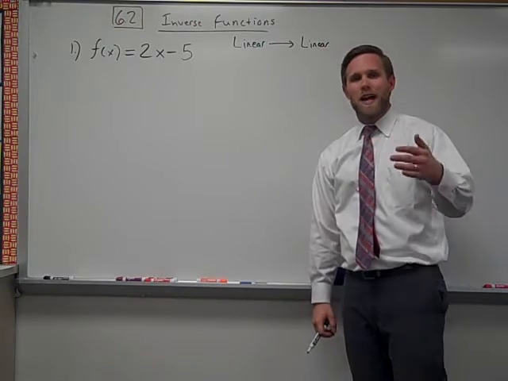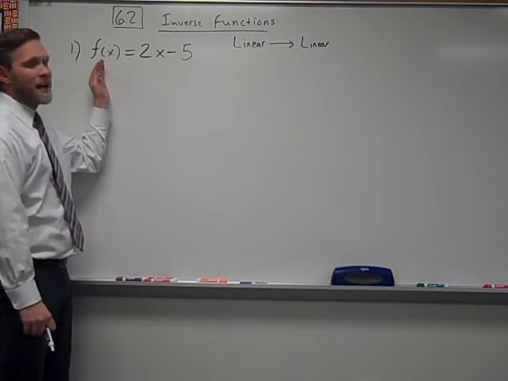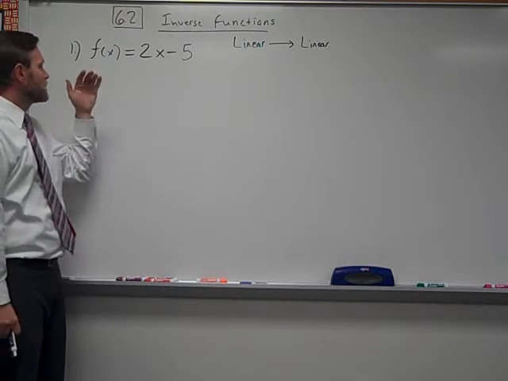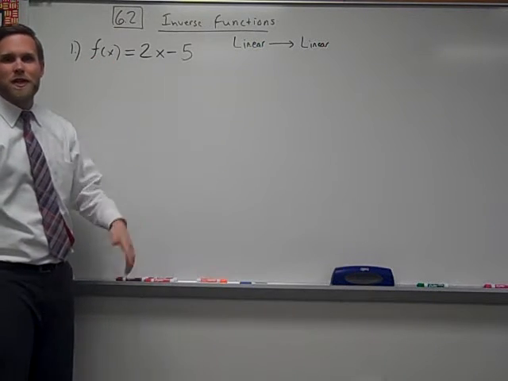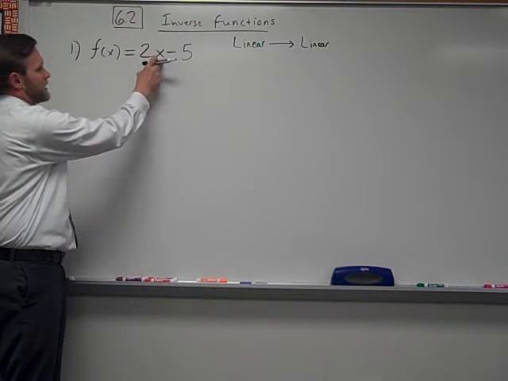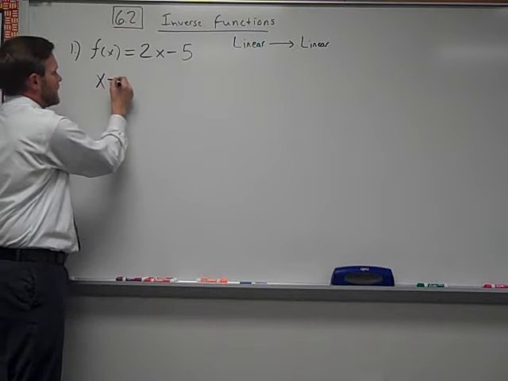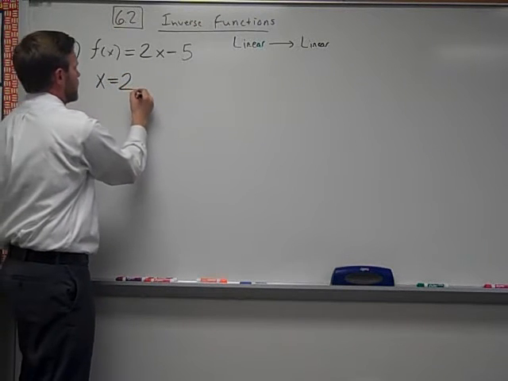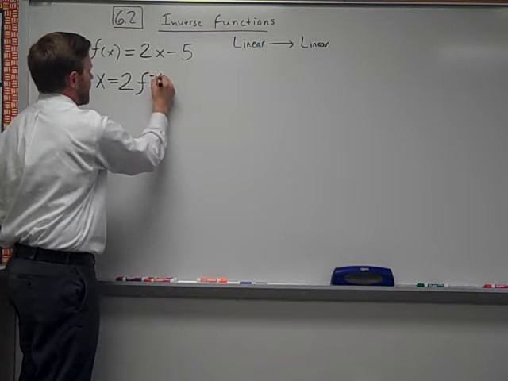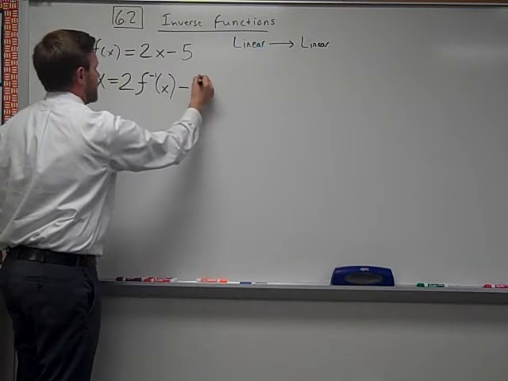So what we're going to do is what I reminded you of earlier: we're going to switch x and y. Now the problem here is that I don't actually have a y, but remember I told you that f of x and y can be treated the same way. So the very first thing that I'm going to do is take x and f of x and switch them. So I have x equals 2 times f to the negative 1 of x, because I'm finding the inverse function, minus 5.